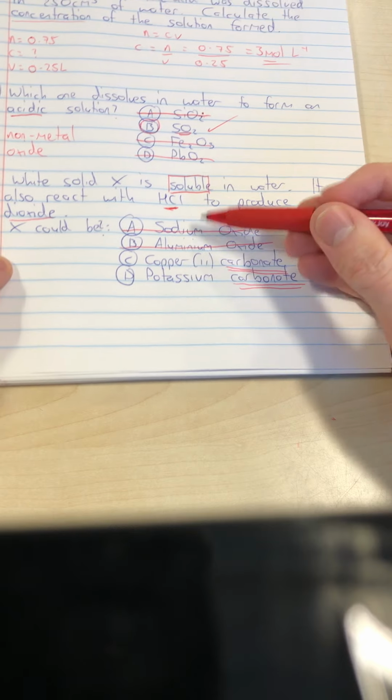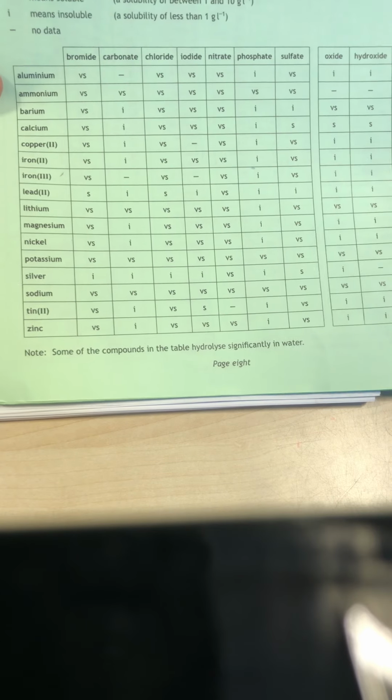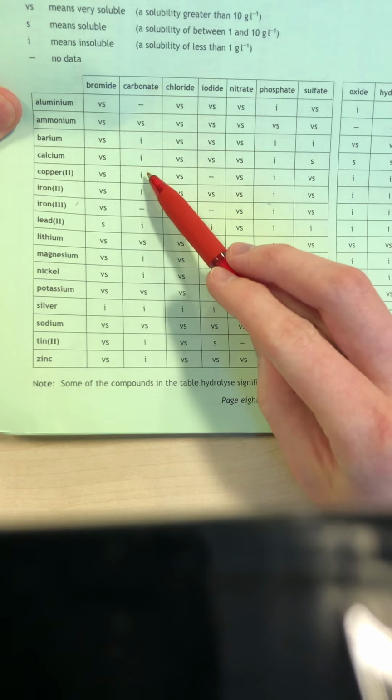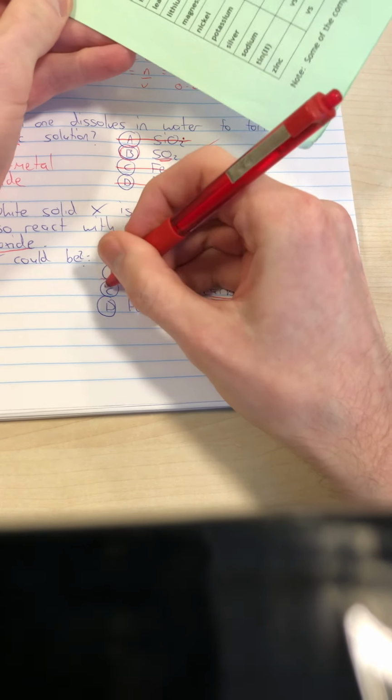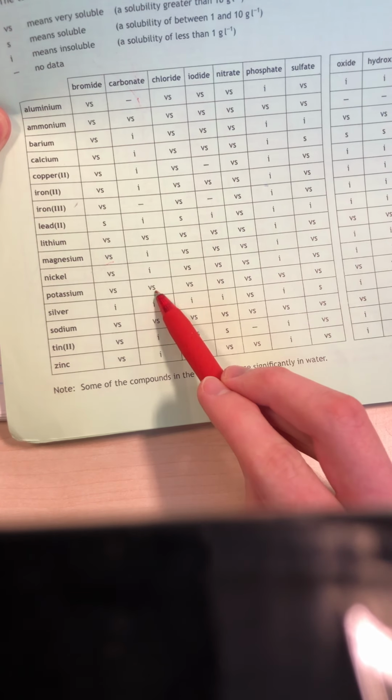Now, it does say it's soluble, so you would need to go to your data booklet, okay? And we're looking for, what's that? Copper 2 carbonate. So copper 2 carbonate is insoluble, so it can't be that. Which must mean the answer is D, potassium carbonate. But let's just check. Potassium carbonate is very soluble, so that's our answer, okay?